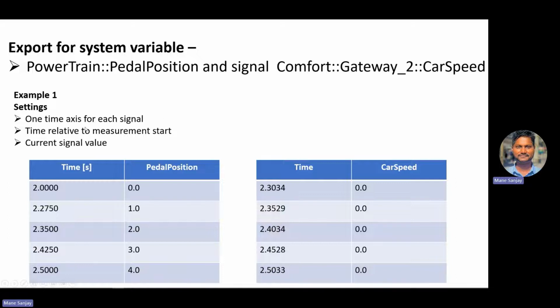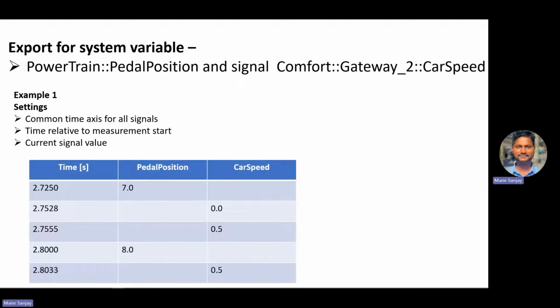And if I select one time axis for each signal, I have four columns. So it is time relative to measurement start, and for each timestamp, based on the current value, I can see the actual value of that specific signal. If I change the setting and go for the common time axis, now you see here I have only one time axis. But I have selected the other option, time relative to the measurement start and the current signal value.